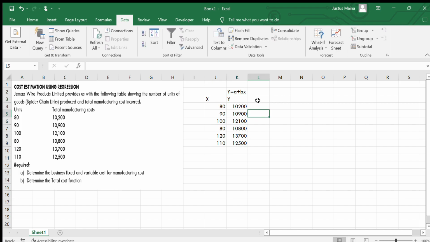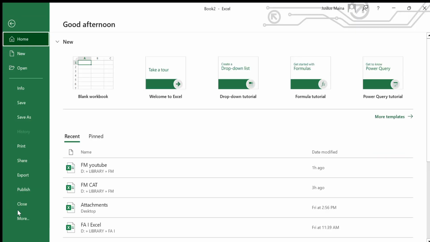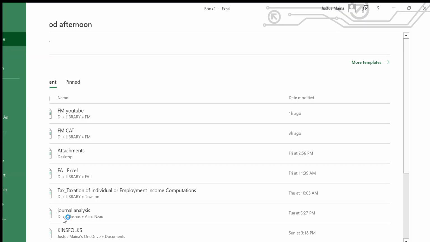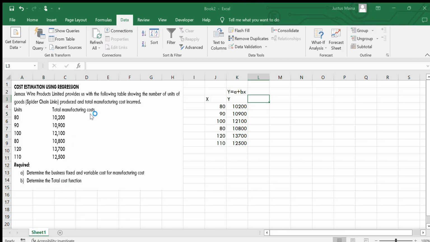So using our computers here, we have to go to where we have the data, and once you go there, you find that there's nothing written data analysis. So we have to go to file, then go to more, then options. Once you are there, you go to add-ins. After that, you pick the analysis toolpack and press go. Then you tick all these here. You'll find that in the data section, it will include somewhere here data analysis.